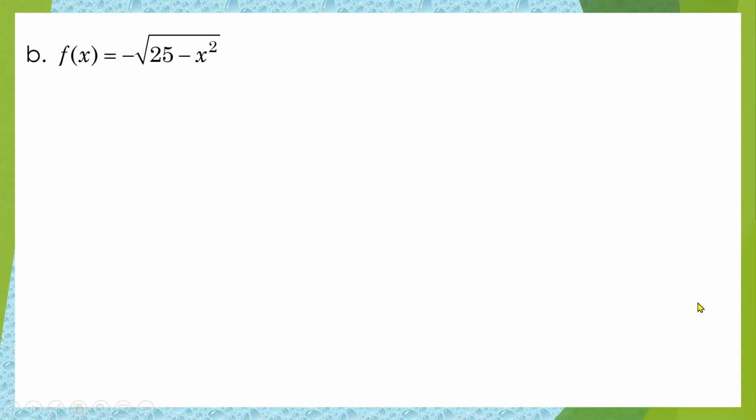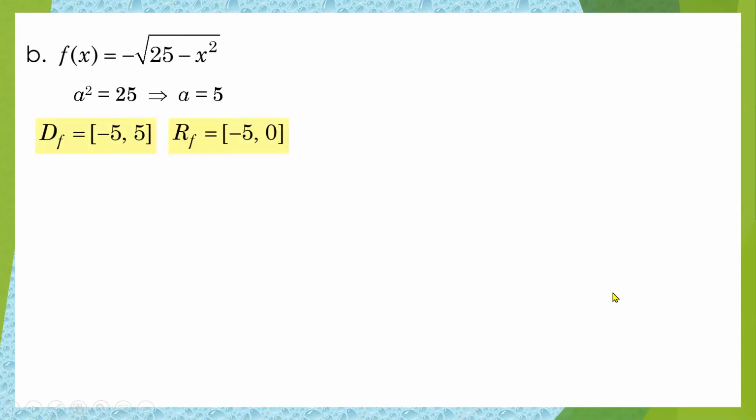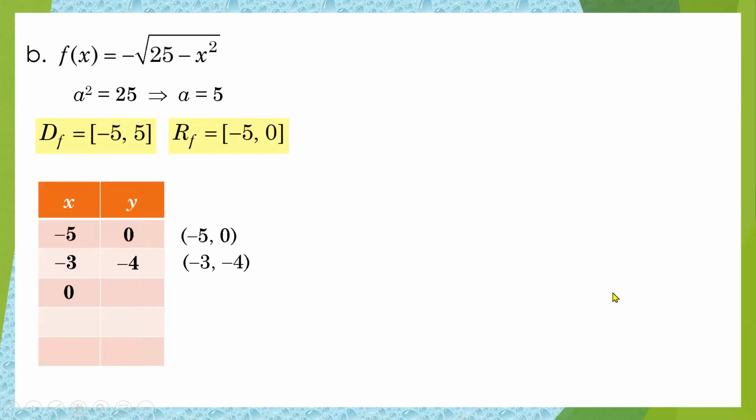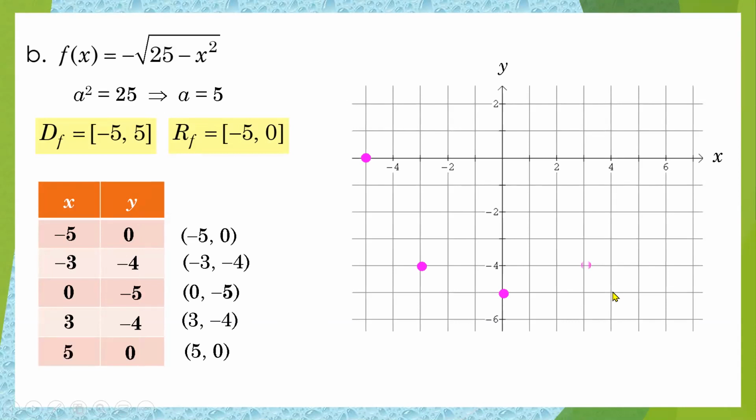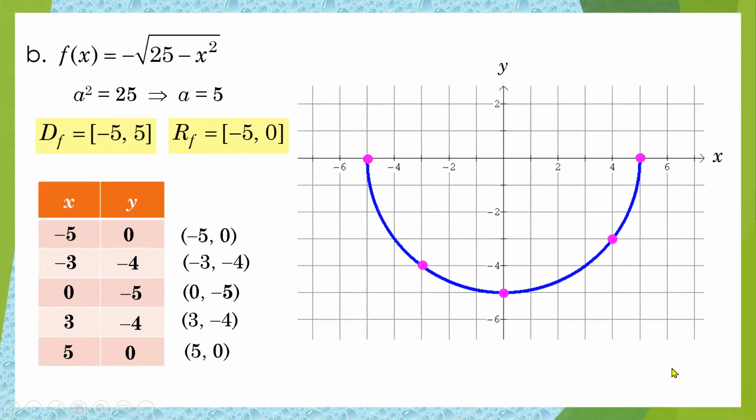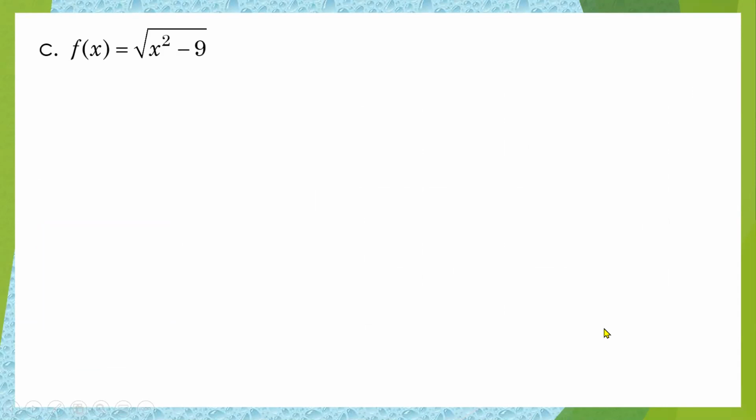That's it. Upper part of the circle. What about this lower part? Radius is 5. Negative 5 to 5. Then negative 5 to 0, the range. Assigning values from negative 5 to 5. Tracing, plotting. Tracing by a smooth curve. That's it. Upper part of the hyperbola.